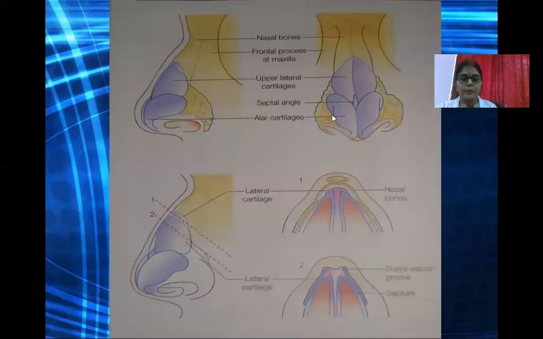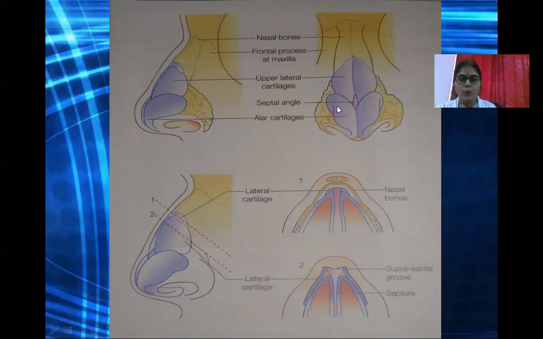So if you can see, this is the upper bony portion of the external nose. This is the lower portion, which is the cartilaginous portion. So upper 1/3 bony, lower 2/3 cartilaginous. So these are the two nasal bones. That's the frontal process of maxilla. And these are the pair of upper lateral cartilages. These are the pair of lower lateral cartilages.